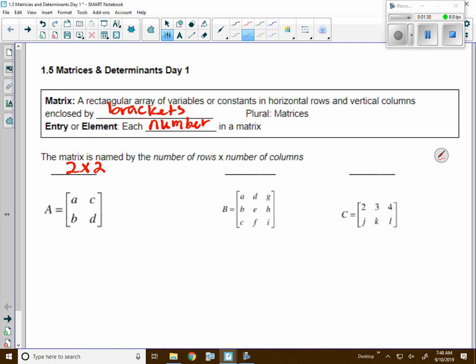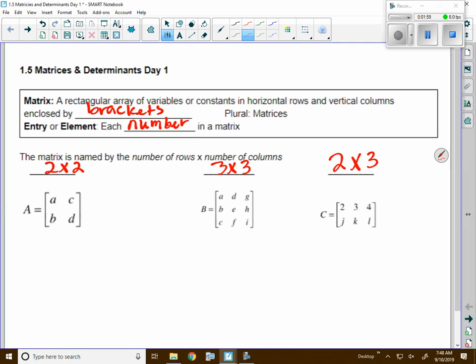Okay, and the second one, how many rows do I have? 3, and how many columns? 3, so it's a 3 by 3 matrix. Okay, how many rows are in matrix C? 2 rows. Okay, so we do rows first, and then there's 3 columns, so that would be a 2 by 3 matrix. Questions so far? Okay.